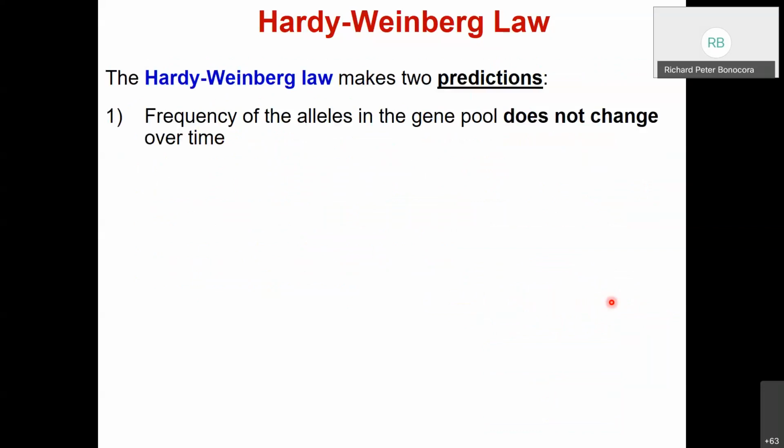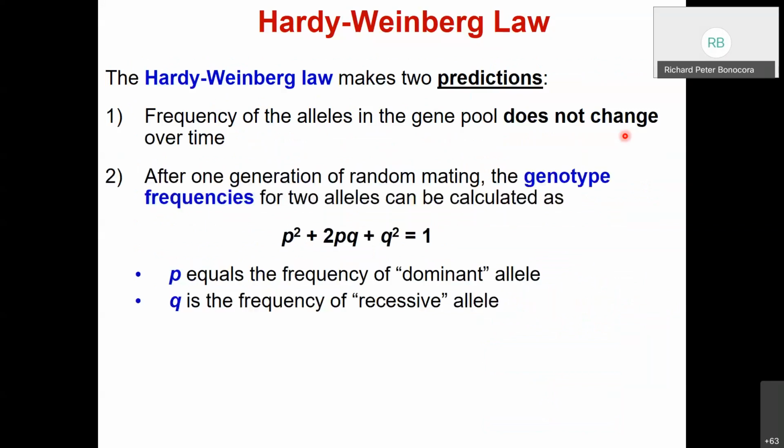When you make all those assumptions, you can make a couple of predictions. The frequency of the alleles in a gene pool does not change over time. After one generation of random mating, the genotypic frequencies for two alleles can be calculated by this formula: p squared plus 2pq plus q squared equals 1. Again, p is the frequency of the dominant allele, and q is the frequency of the recessive allele. These are going to be the homozygous dominant, heterozygous, and homozygous recessive individuals.